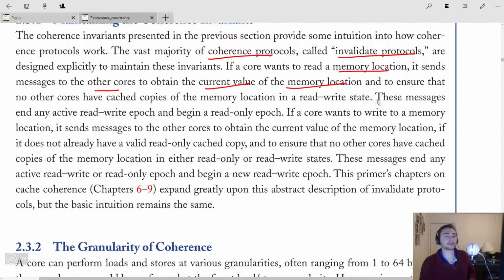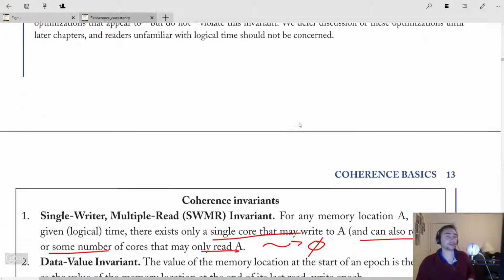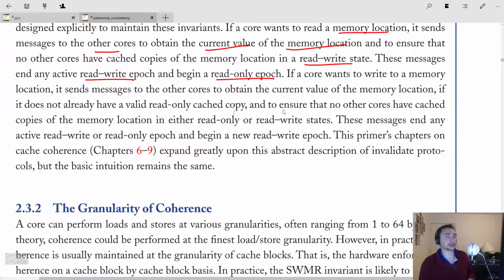And then, that ensures that no other cores have cache copies of the memory location in a read-write state. So it really ensures two things, because if somebody else has access to reading, right, we want to make sure nobody else can write during that time and make our value stale again. So these messages end an active read-write epoch and begin a read-only epoch. So that's this transition that we saw up here, right? So going from core 1 being read-write and then transitioning to read-only when, say, cores 2 and 3 did a read. Okay, so then what's the other scenario?